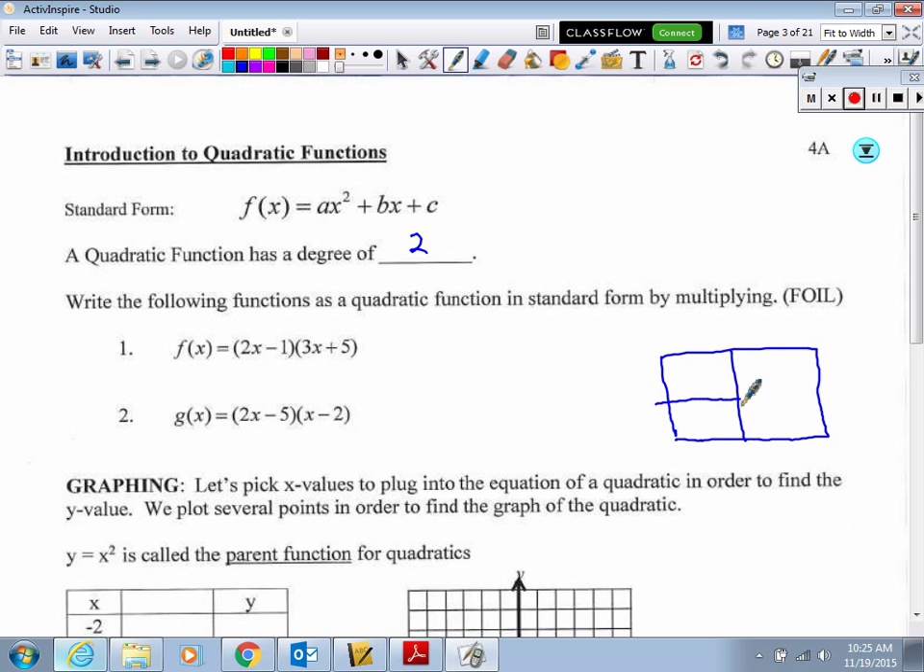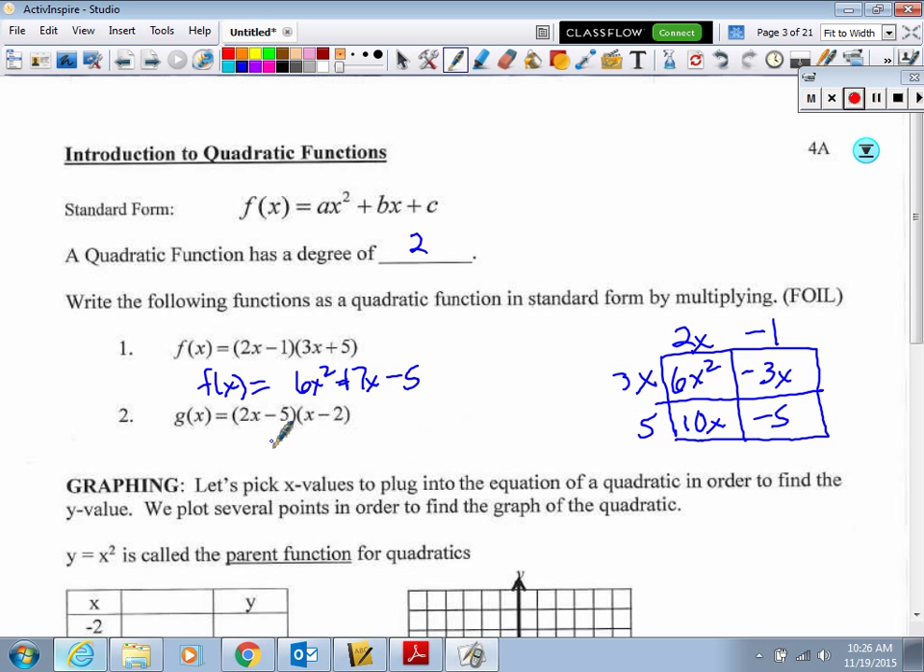So I'm going to go ahead and do the first one for you. And you have 2x minus 1, and you have 3x plus 5, so here you have 6x squared. Multiply that, minus 3x, 10x minus 5. So when you put all that together, you end up with f of x equals 6x squared. You have 10x minus 3x, so plus 7x. Please excuse me, I'm fighting off a cold. And then minus 5. That's now in standard form.